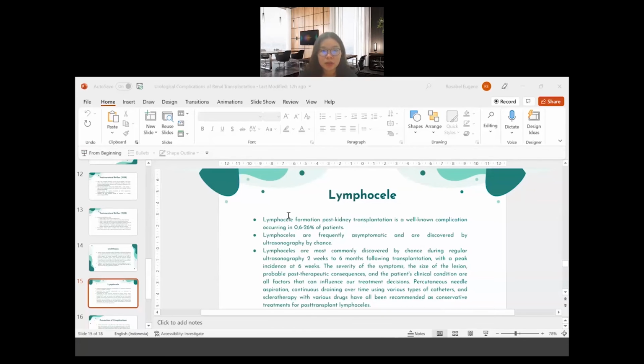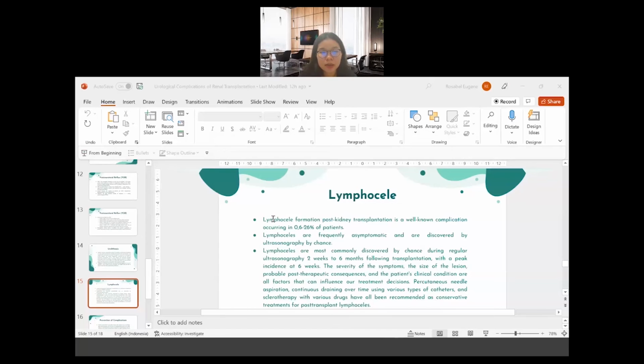The etiology of lymphoceles remains unclear, but it is believed that it is caused by the transection of the lymphatic vessels accompanying the external iliac vessels during transplantation surgery and subsequent lymph accumulation in a non-epithelialized cavity in the extraperitoneal plane adjacent to the transplanted kidney.